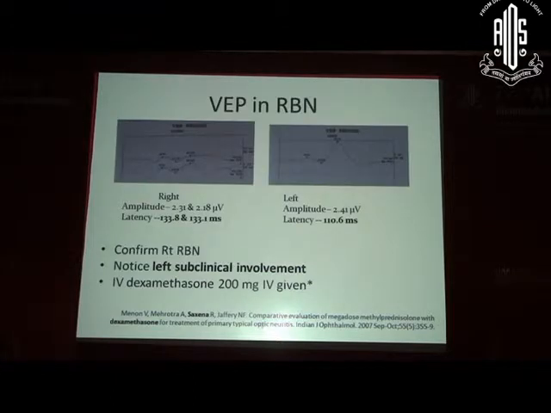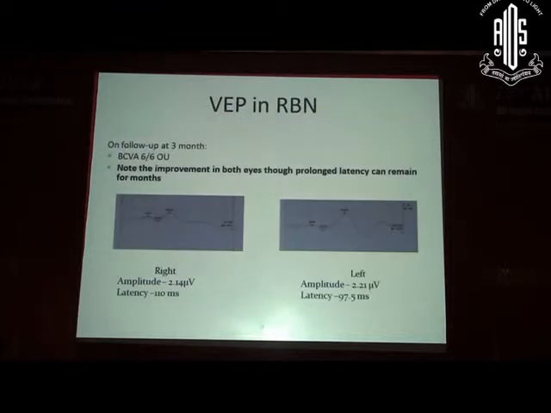But here what I wanted to highlight was that there is some left subclinical involvement. You can see the latency is increased more than what we would normally see. So, of course, color, contrast, as you would be evaluating in any patient of neuro-ophthalmology and optic neuritis, you would see certain subclinical involvement in the other eye. So it helps us to pick up subclinical involvement which may not actually be apparent. So again, VEP helps us in two ways.